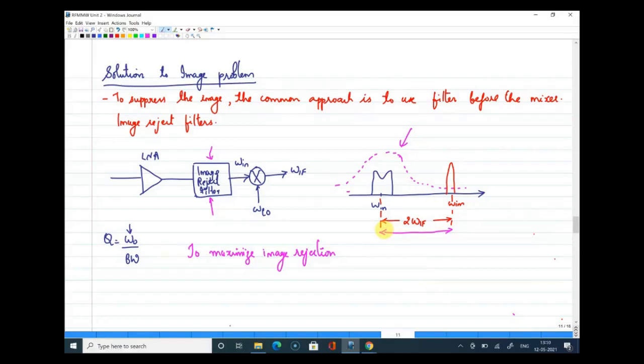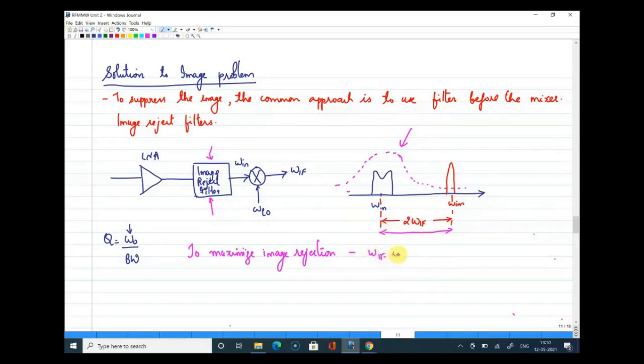Because when you are introducing a filter, the center frequency of the filter is still high, and the Q requirements are also very high. So practically realizing that is not possible. So in order to best reject images, if you have your omega IF sufficiently large, then that will definitely help. How will that help?